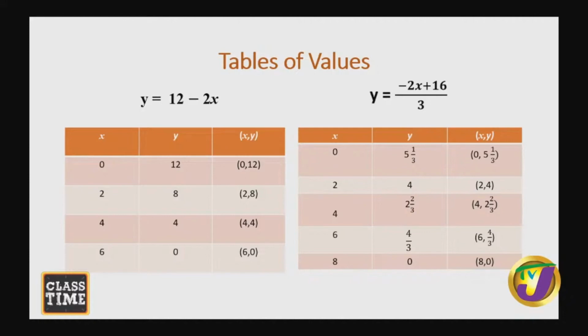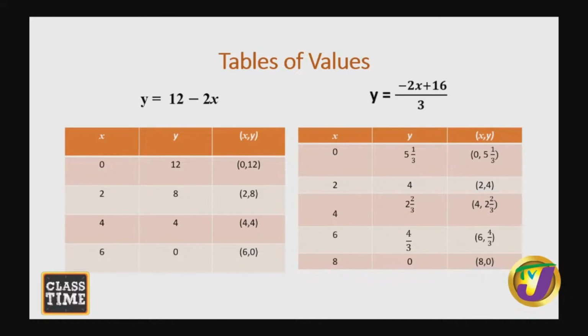But quickly, how did they get the 5 and 1/3? Substituting 0, negative 2 times 0 is 0, plus 16, so it will be 16 divided by 3. So it would be 16 thirds, and when you simplify that, 3 goes into 16 five wholes with 1 remainder. So it's 5 and 1/3, a mixed number. When x is 2, y is 4. And when x is 4, y is 2 and 2/3, following down in the same order.